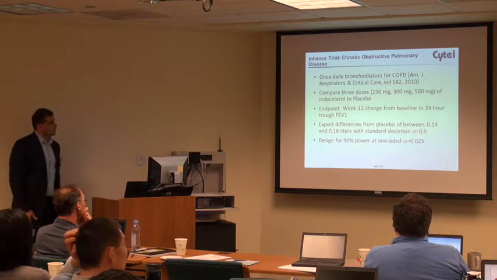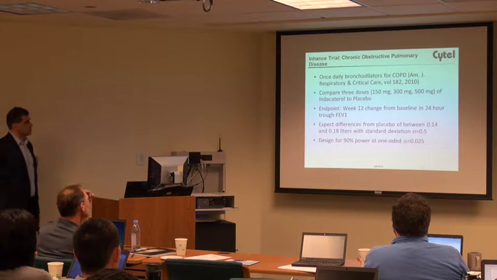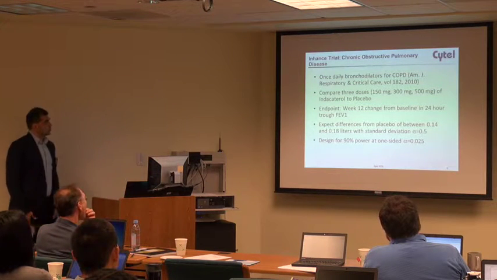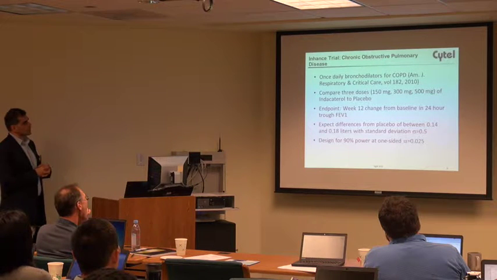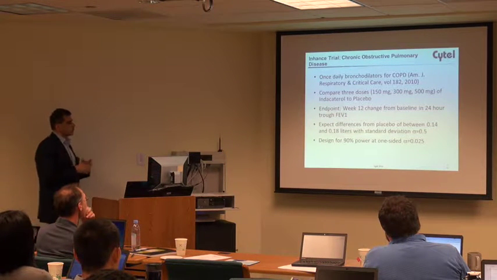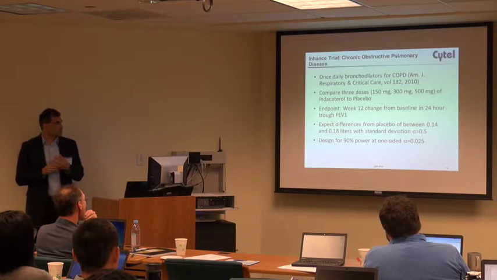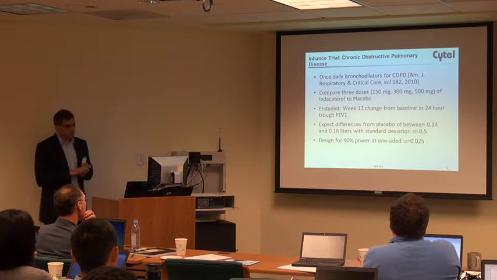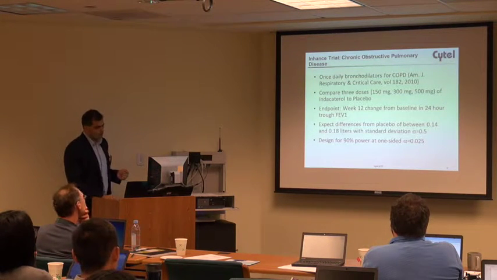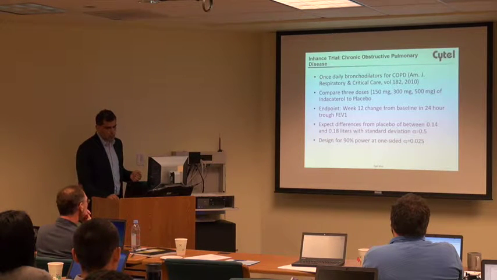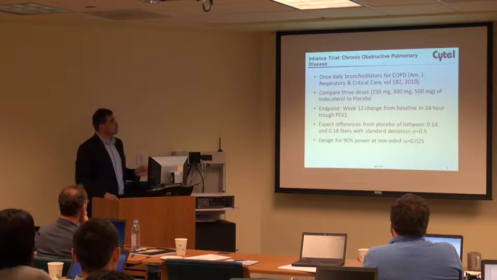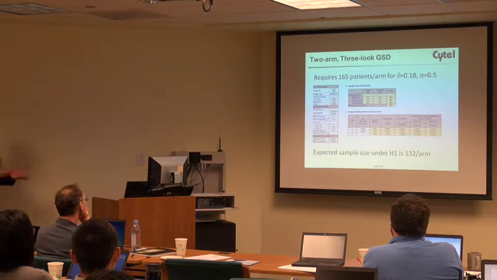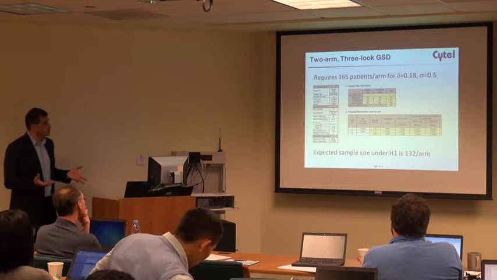So here we have 3 doses compared to placebo. The endpoint is week 2 change from baseline in 24-hour trough FEV1. And what we do is we expect differences from placebo between 14 and 18% with a standard deviation of 0.5. So we want to design this with 90% power for a one-sided alpha of 0.025. Okay, so we have these 3 dose levels. How would you do this if you only wanted to utilize the machinery that you have for group sequential designs with 2 parallel arms, right?